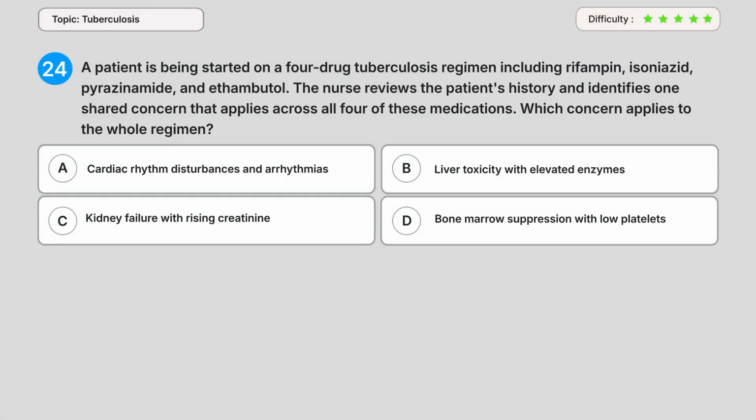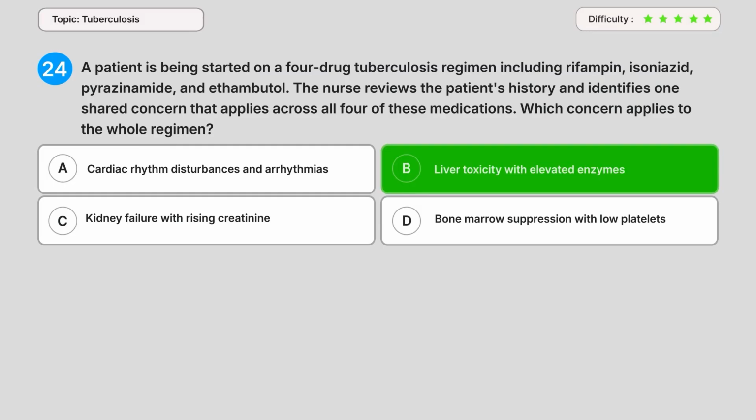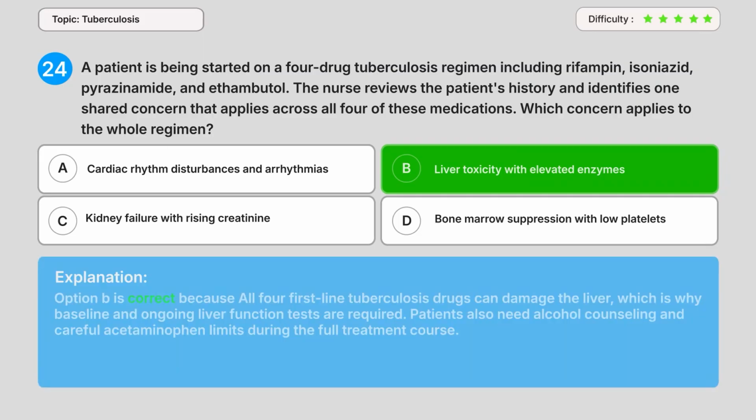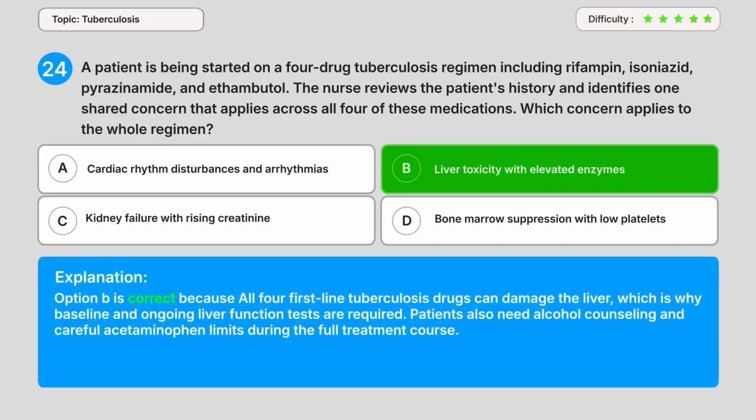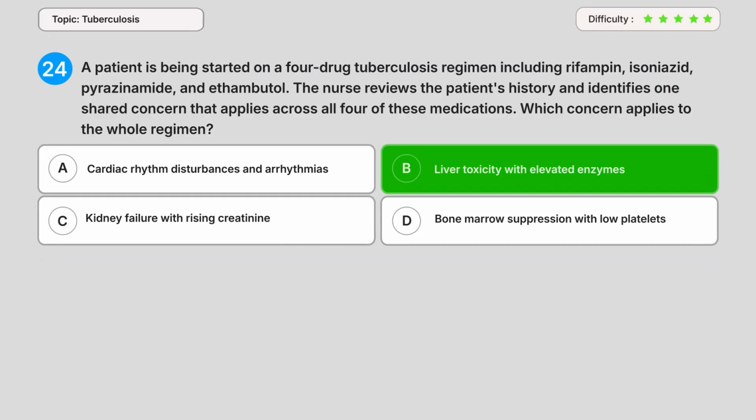Correct answer. B. Liver toxicity with elevated enzymes. All 4 first-line tuberculosis drugs can damage the liver, which is why baseline and ongoing liver function tests are required. Patients also need alcohol counseling and careful acetaminophen limits during the full treatment course.